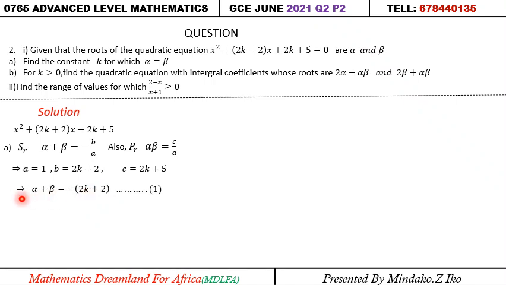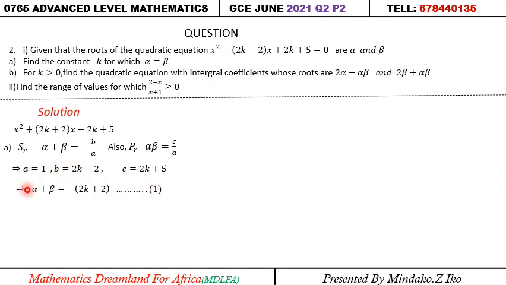All right, so since this is our alpha plus beta, which is negative b divided by a, it means that our alpha plus beta will be equal to negative b, this is our b here, so negative of b, then divided by a. But taking something divided by 1 is the same thing. So negative 2k plus 2 divided by 1 is still negative of 2k plus 2. So we can call this equation 1.